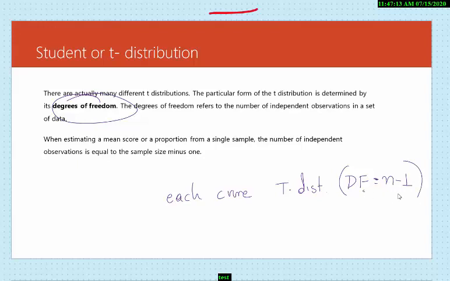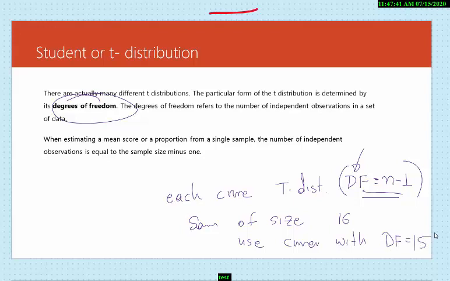So if you have a sample, let's say, of size 16, then you are going to use the curve with degrees of freedom 15. This is how we determine which curve to use.